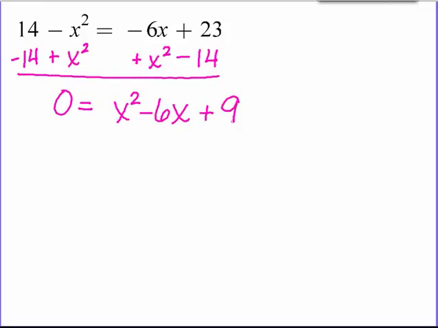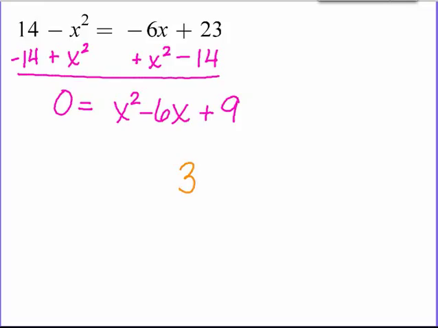Okay, go ahead and graph it. Tell me what your solutions are. So go ahead and graph x squared minus 6x plus 9. What do you notice? It just sits on the x-axis. It has one x-intercept, and that intercept is at 3. So that's an example of where you would get 1.